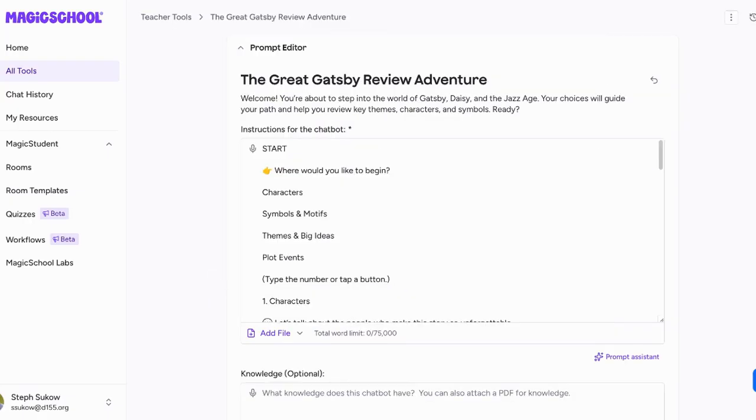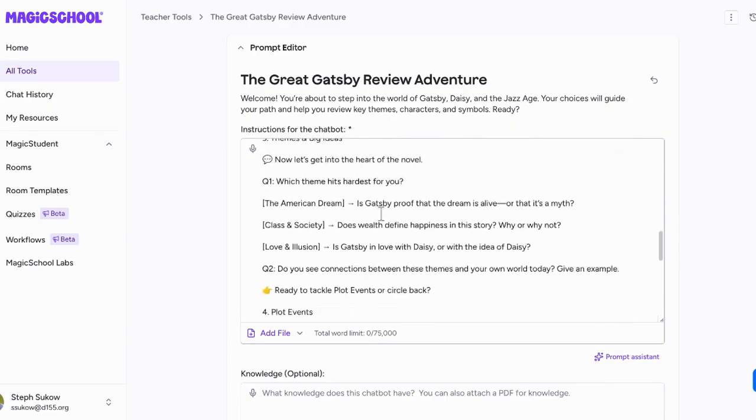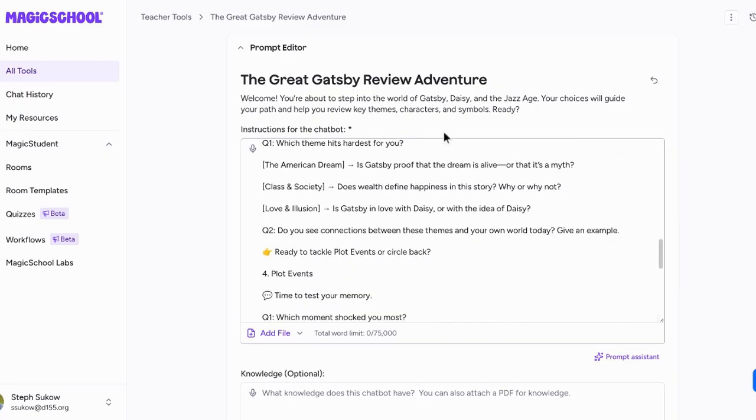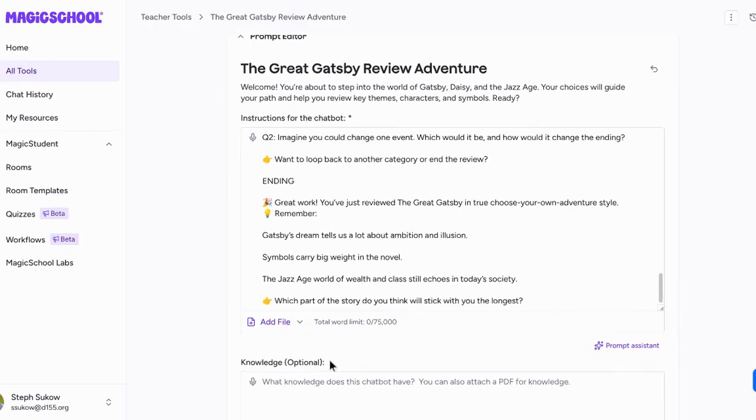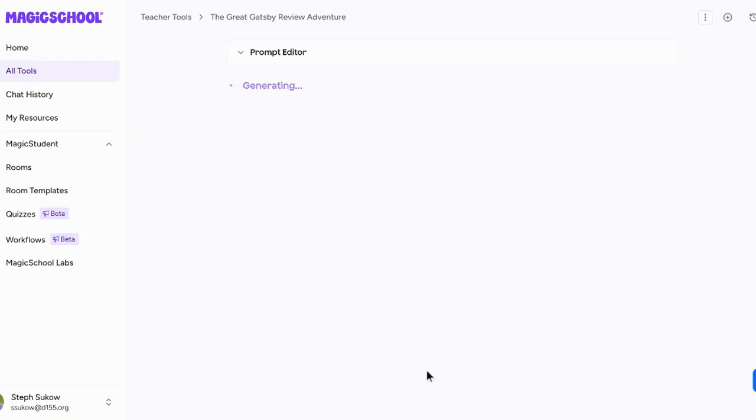So here I was inspired by a choose your own adventure book where students can think about the choices that characters made and reflect on whether or not they achieved their American dream. So I built out all of this information talking about different themes and motifs and things that we discussed along the way. So I copied in my teacher notes from teaching the book, and if I wanted to add more files I could also add more knowledge or optional pieces of information, and then I'm going to press generate.